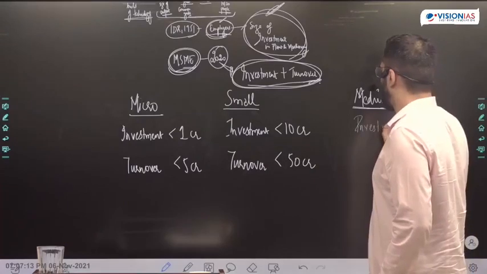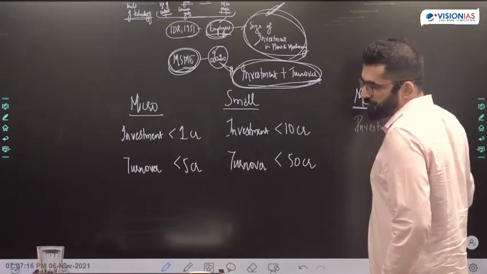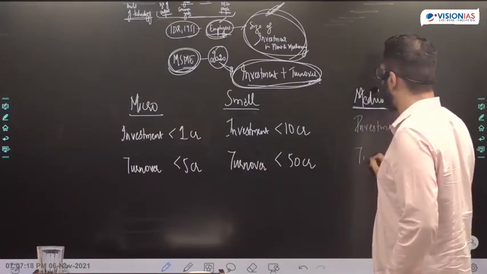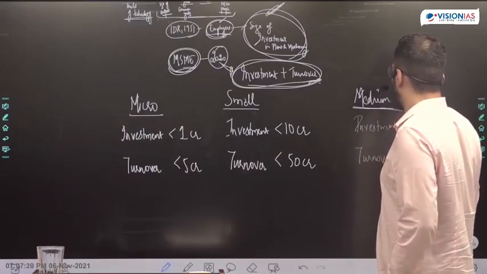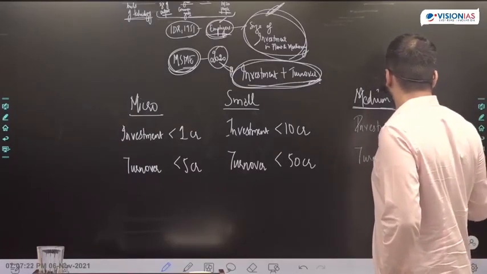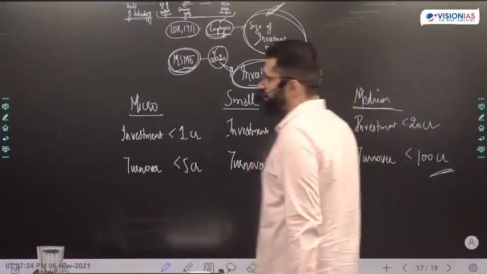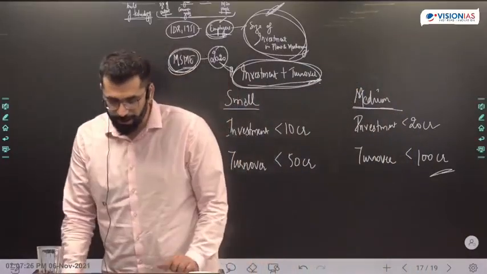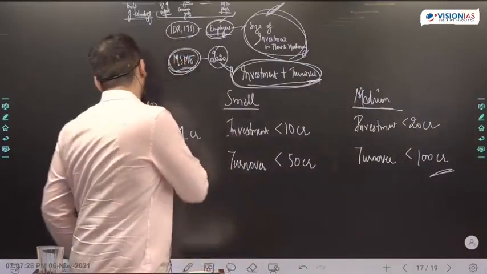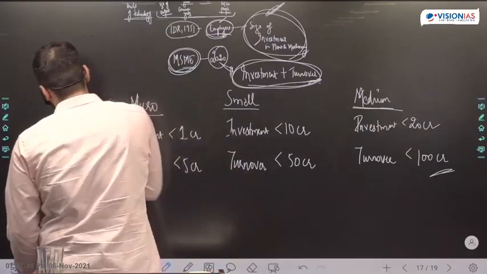Investment less than 20 crores and turnover less than 100 crores. This is your definition of micro, small and medium enterprises. And this is enterprises. That means it includes both manufacturing and services.